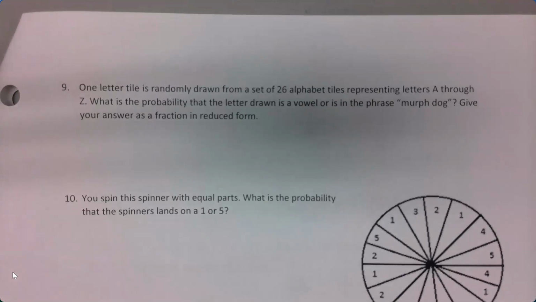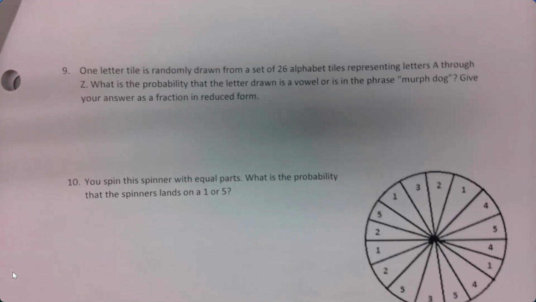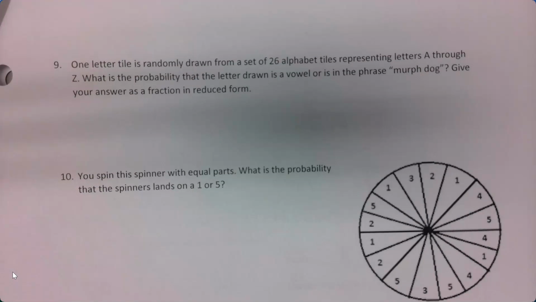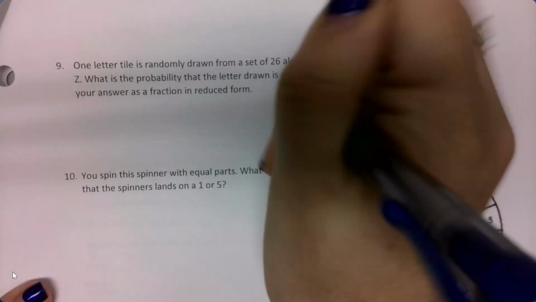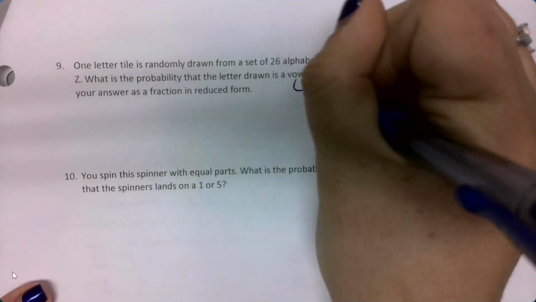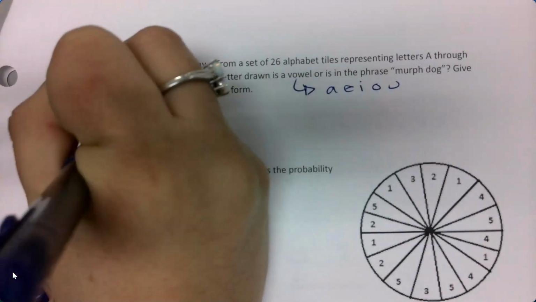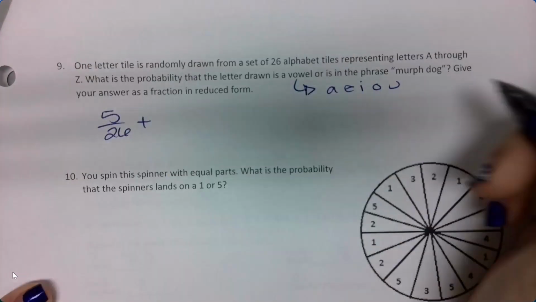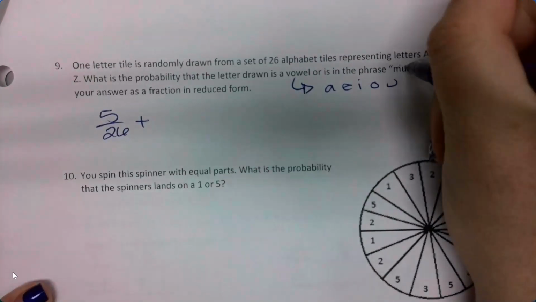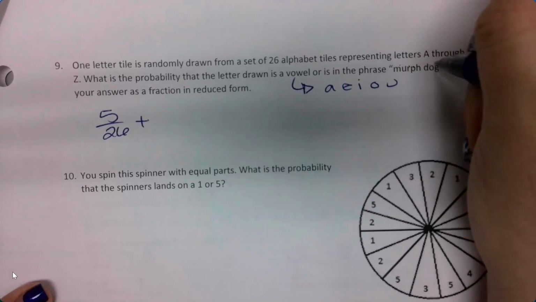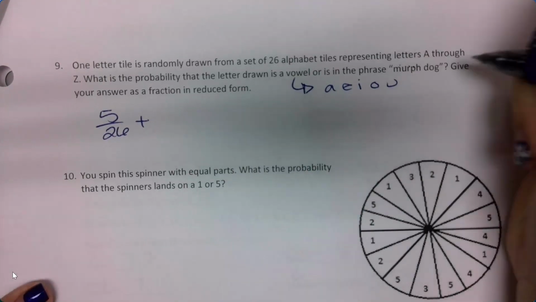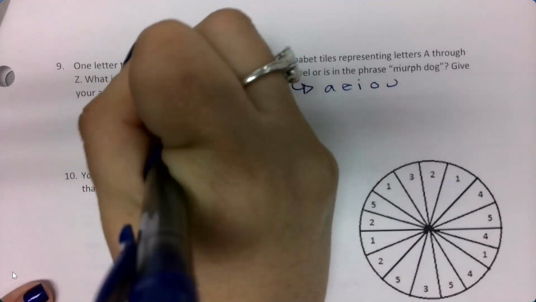Number 9 says, one letter tile is randomly drawn from a set of 26 alphabet tiles representing the letters A through Z. What is the probability the letter drawn is a vowel or is in the phrase Murph dog? So, vowels are A, E, I, O, U. So that is 5 out of 26. And then in the phrase Murph dog, there is 1, 2, 3, 4, 5, 6, 7, 8 letters.